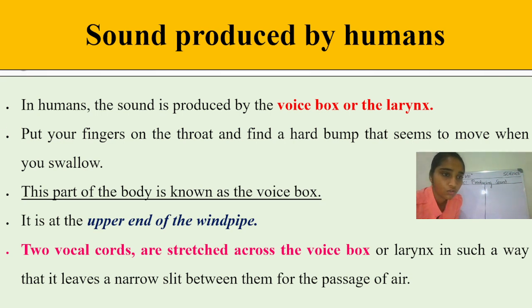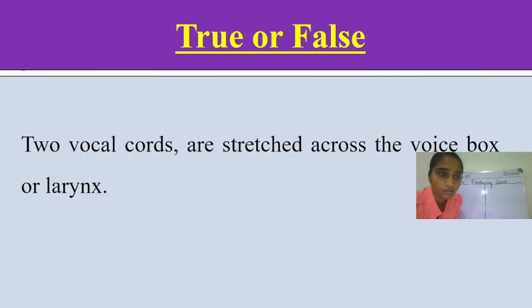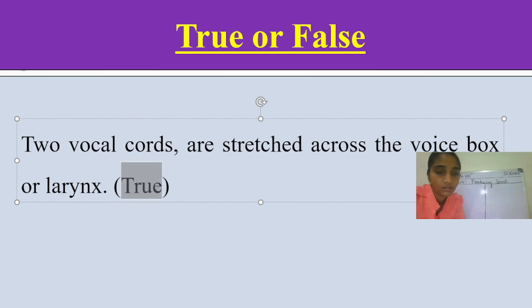Yes, very good students. So now let's see how much you have understood. It's your time to answer true or false. The two vocal cords are stretched along the voice box or the larynx. The statement is true or false. Write your answers in the comment section. Yes, very good students. If you are saying that this statement is definitely true, then you are absolutely correct.